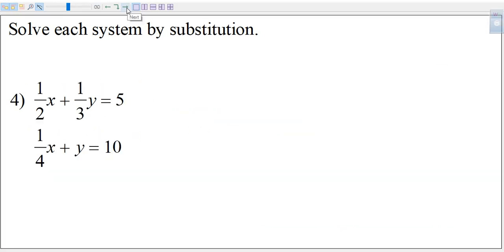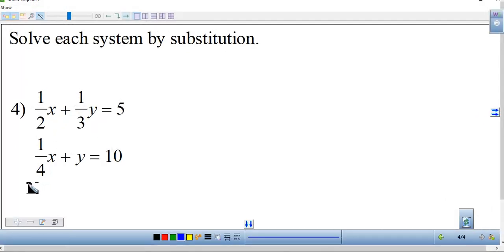Number 4 is just an example with fractions. There's nothing special about it other than the fact that I wanted you to realize that fractions follow exactly the same steps. Step number 1 is going to be to look for that variable that would be easy to solve for. In this case, it would be the y in equation 2.